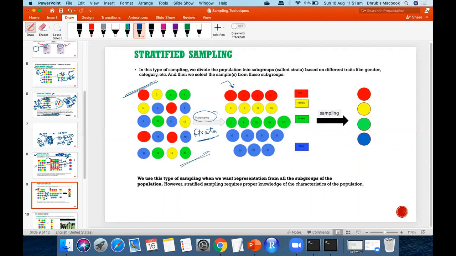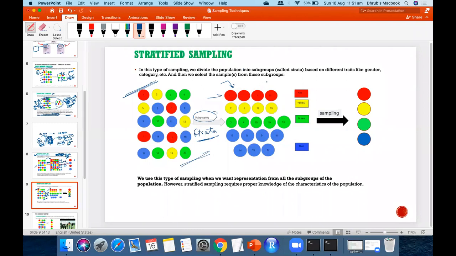I can have one strata of only economically backward people, I can have one strata of economically forward people. So all those things. I can have one strata based on the type of stratas that you are going to do. So I'll divide the whole population into logical subgroupings that are called strata.